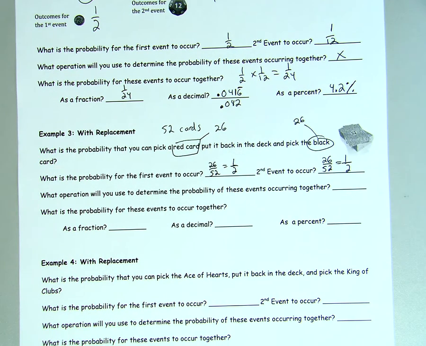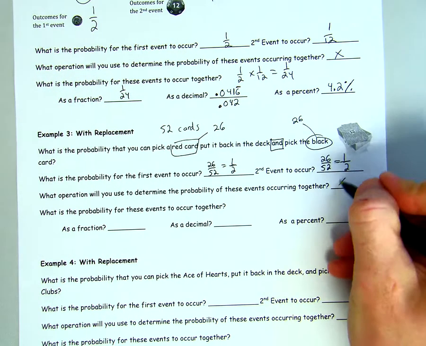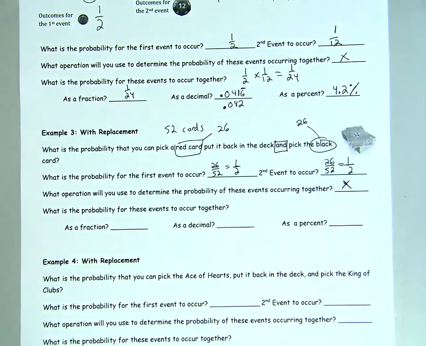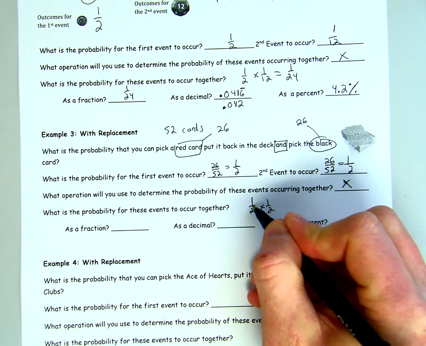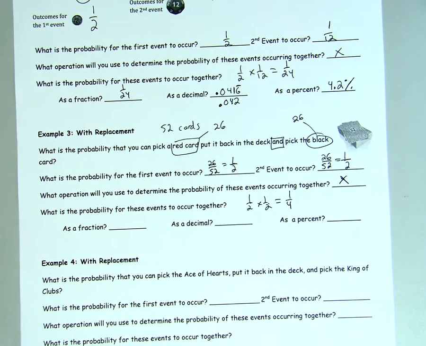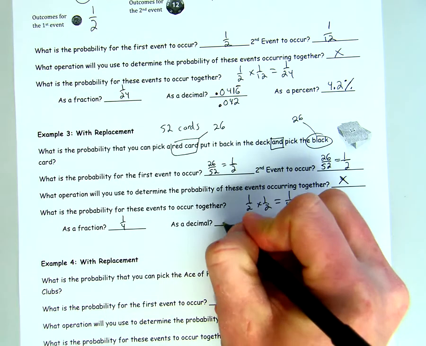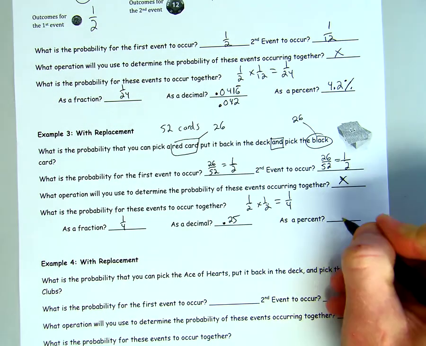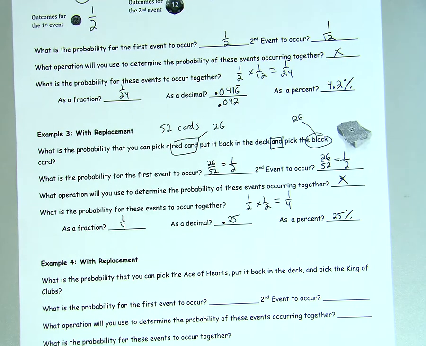So what operation are we going to use to determine the probability of these events? Remember, I need to do a red card and a black card. Remember, I have that and word there, I multiply. So I'm going to go ahead and do 1/2 times 1/2. That's my red card. That's my black card, and I get an answer of 1/4. So my fraction is 1/4, turn to a decimal, 0.25, multiply by 100 to get my percent, and I get an answer of 25%.